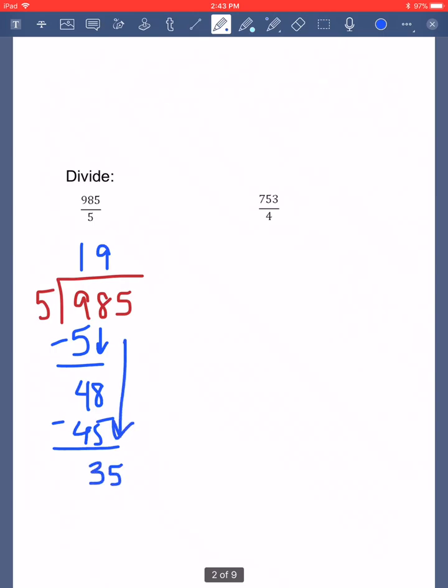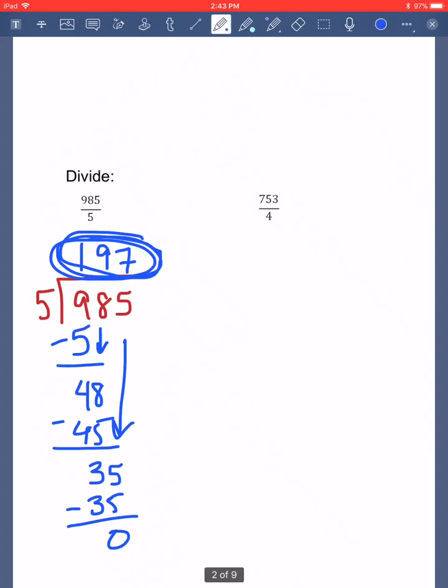And I bring down my last term and start the process again. How many times does 5 go into 35? That's 7 times. And then 7 times 5 is 35. Subtract, we get 0. So we get that 5 goes into 985, 197 total times with no remainder. We can do it again here.